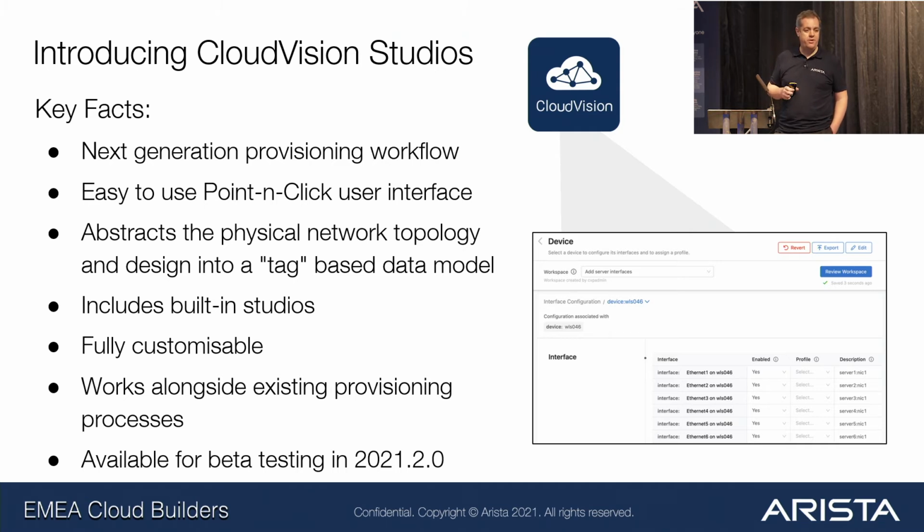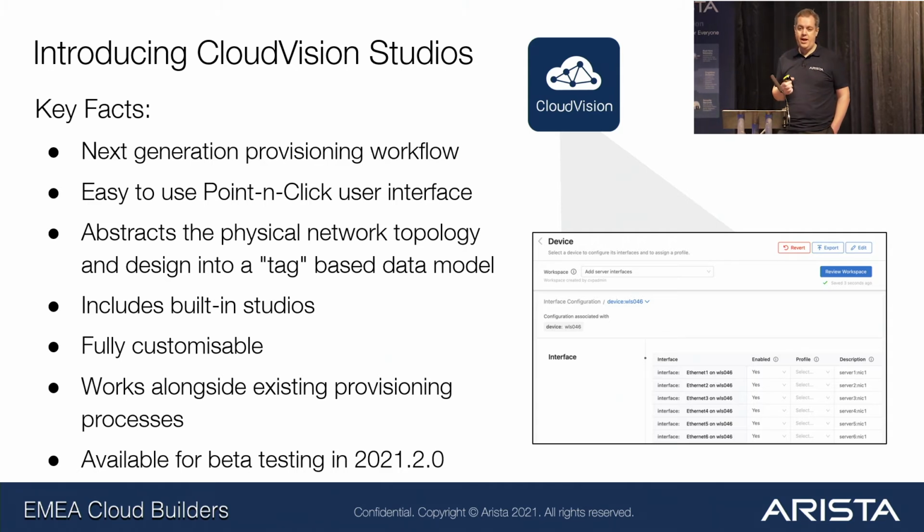So for operators perhaps that don't need to know the low-level detail of particular CLI commands, but they have a job to do, provision a new server port, a new access port in the network, this is a way of providing a point-and-click interface where you can enter these parameters, and CloudVision will then take those parameters, feed them through a build process, and generate the necessary config.